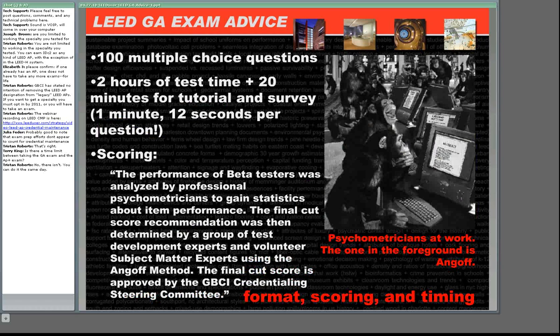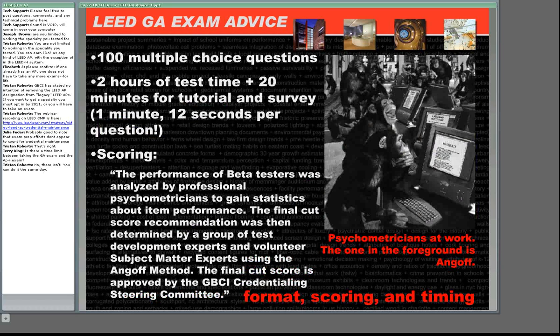The good news is when you take the test, you get that result instantly. You either pass or fail, and you don't have any delay between the time you take the test and when you find out. The second you walk out of there, you're either a LEED Green Associate or not. It's going to take a little while for you to get your certificate and get loaded on the GBCI website and all that stuff, but you could put it on your business card that day if you wanted.